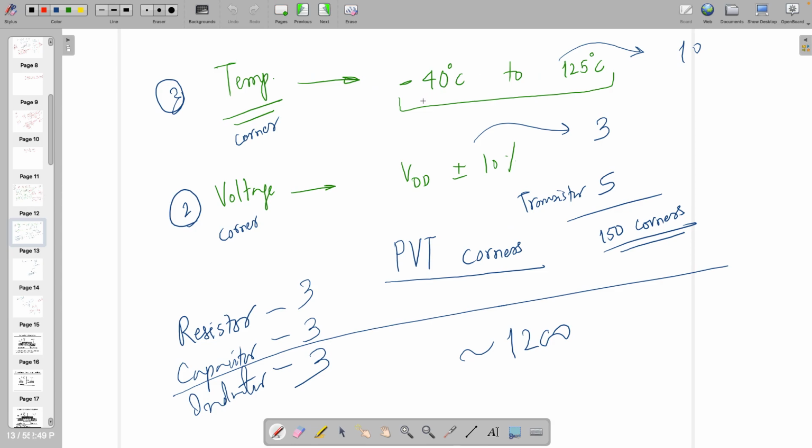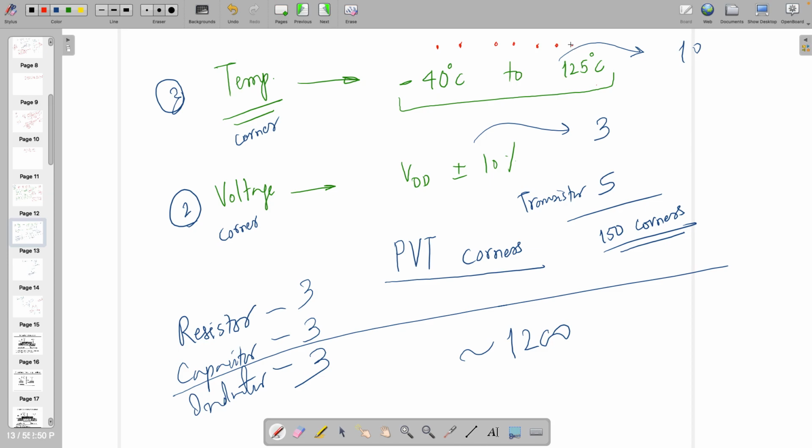The temperature possibilities go from minus 125, minus 40 to 125 degrees, right? In between, I am taking, let's say, 10 points. Those 10 points are 10 corners. This is specifically a VLSI engineer term.